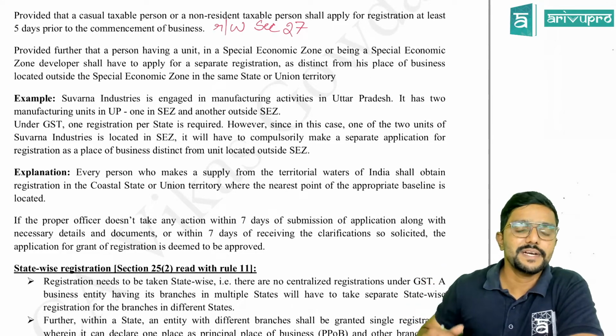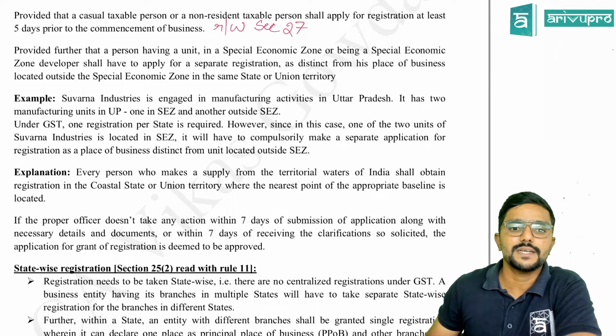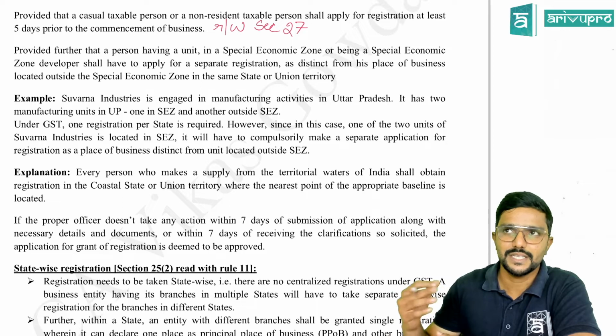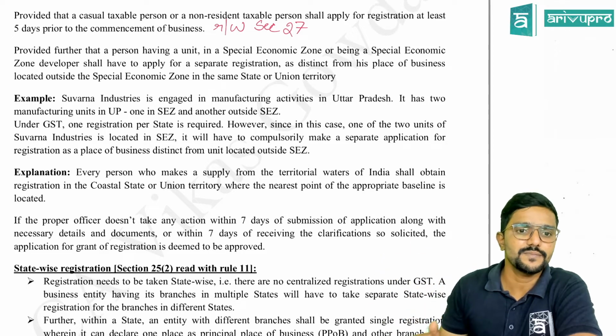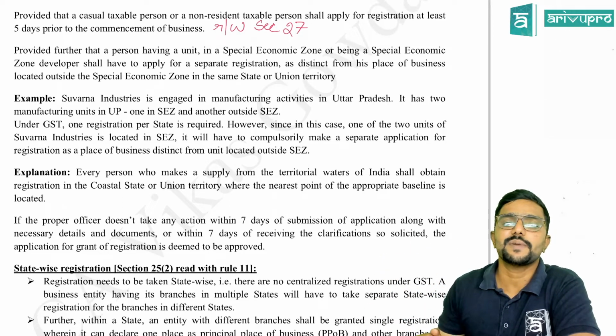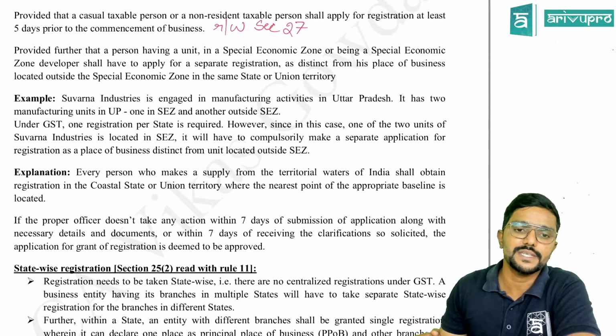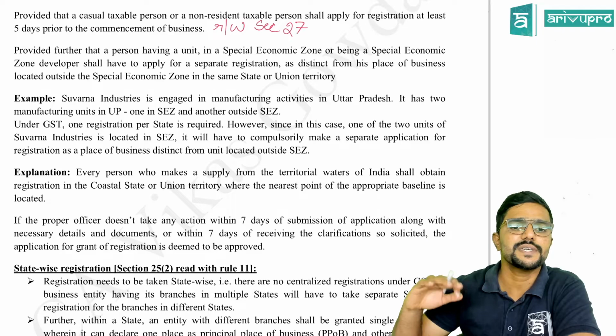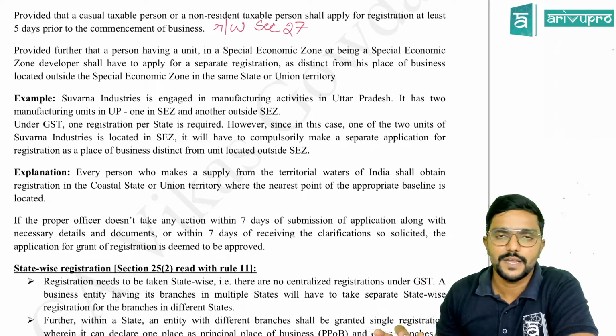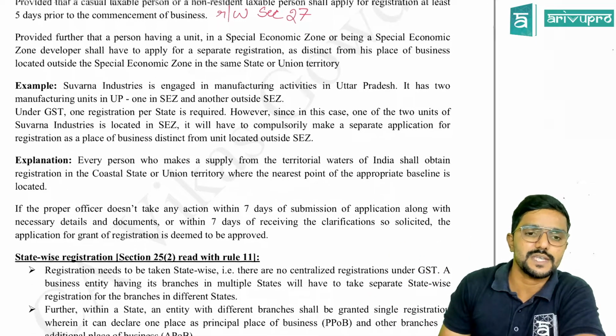Let me read this proviso again. Provided further that a person having a unit in a special economic zone or being a special economic zone developer, that is the person who would develop the SEZ, shall have to apply for separate registration as distinct from his place of business located outside the SEZ, whether it is in the same state or union territory. Even if you are having different branches within the same state.